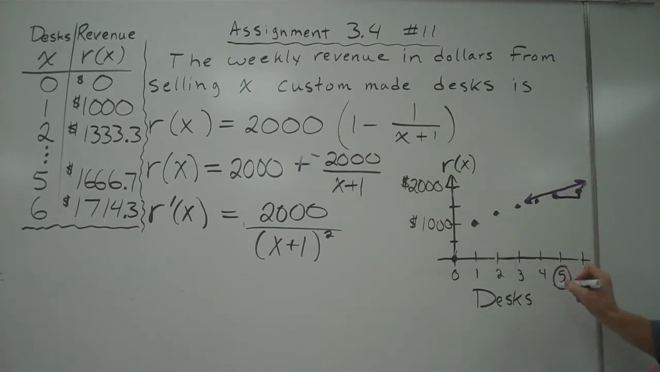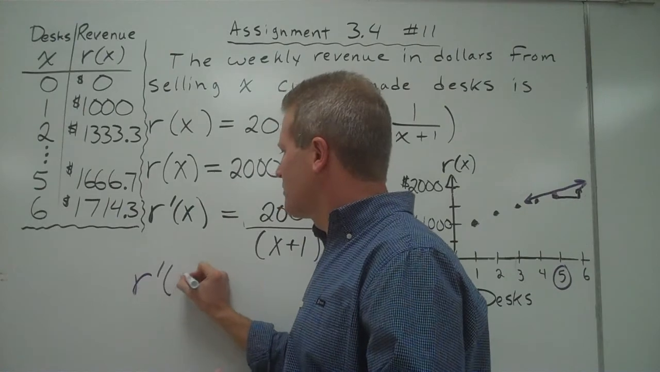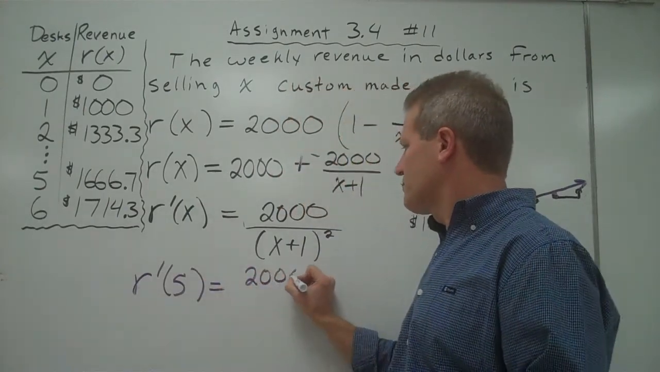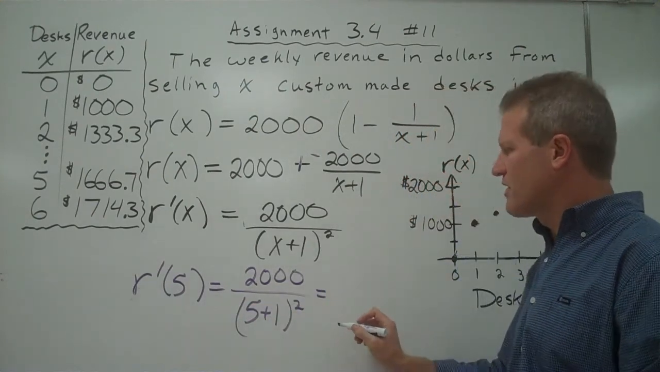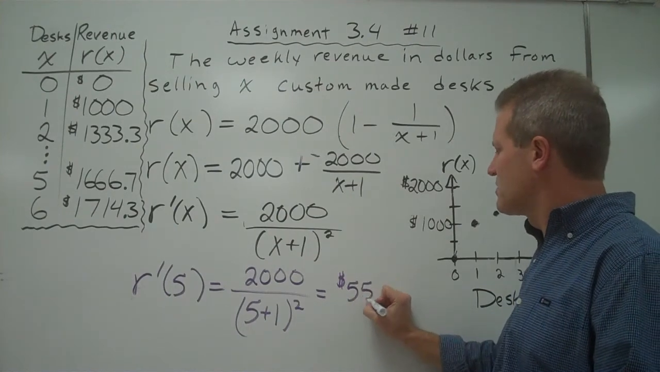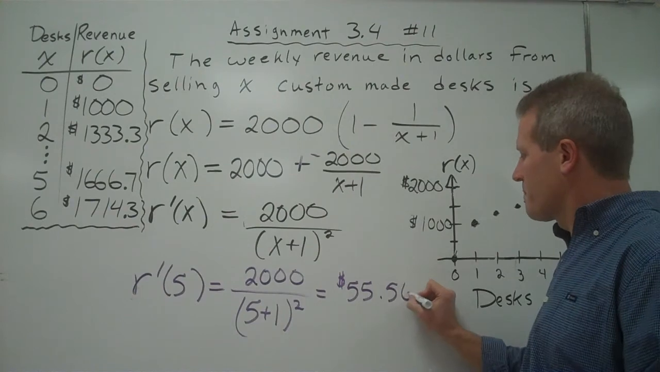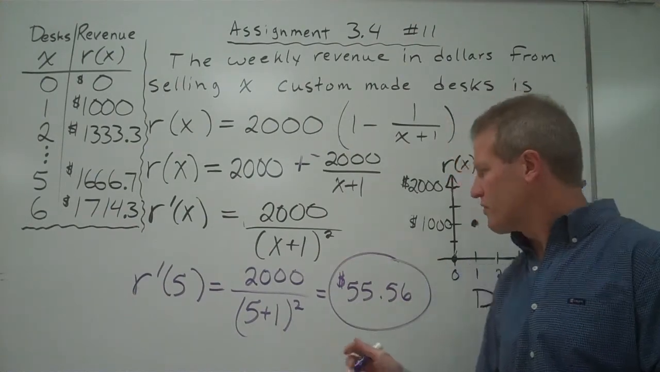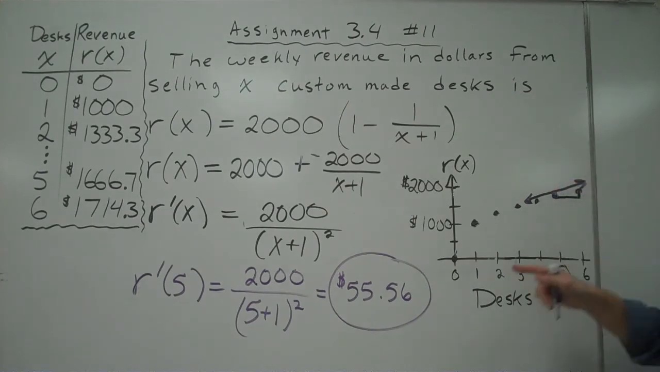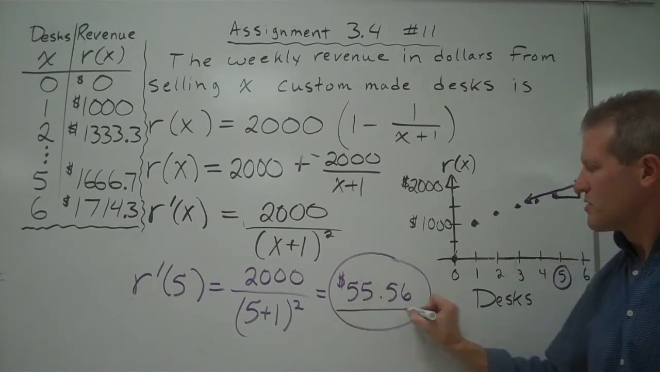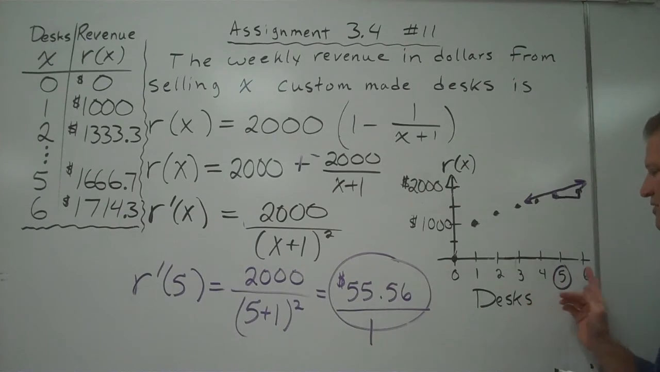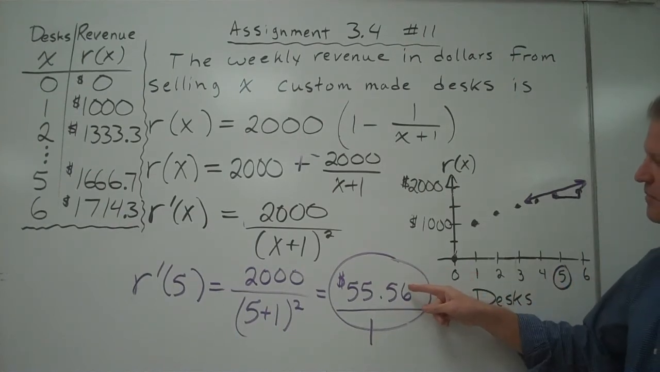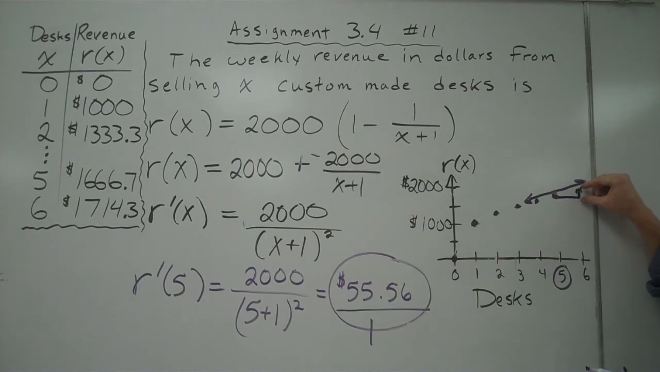So I'm going to plug a 5 into my derivative. I'm going to find R prime of 5. That will give me 2,000 over 5 plus 1 squared, so that's 2,000 divided by 6 squared. 2,000 divided by 36 is approximately $55.56. So we're estimating that when we go from 5 desks up to 6 desks, this has a slope of $55.56. Remember, that means we could put a 1 under that. For every 1 desk that we increase, from 5 to 6, we're expecting the revenue to go up by $55.56.